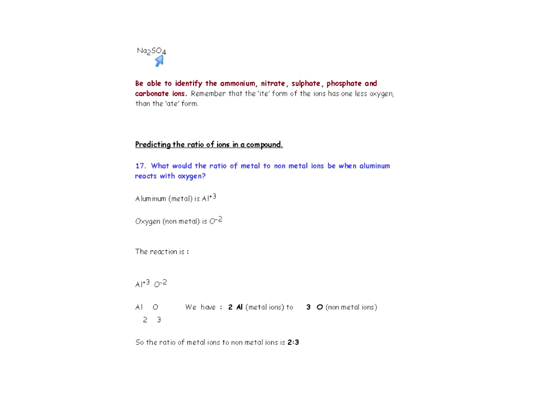The next question is about predicting the ratio of ions in a compound. Let's say you had a question like this: what would the ratio of metal to non-metal ions be when aluminum reacts with oxygen? Of course we know that aluminum is a metal, and from the periodic table its charge is +3. Oxygen, a non-metal, has a charge of -2. First of all, we take the ions and cross multiply like we did before, and we get Al2O3. So we have 2 metal ions and 3 nonmetal ions. We would answer this question by saying that the ratio of metal to nonmetal ions is 2 to 3.